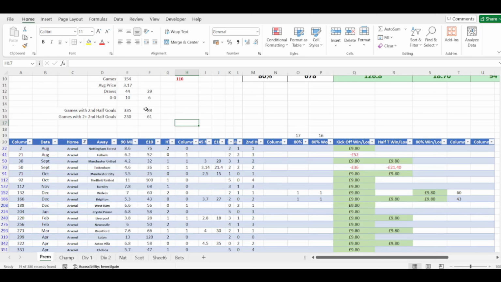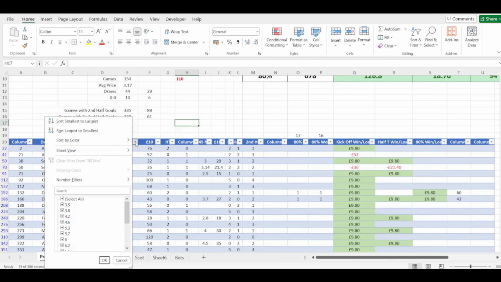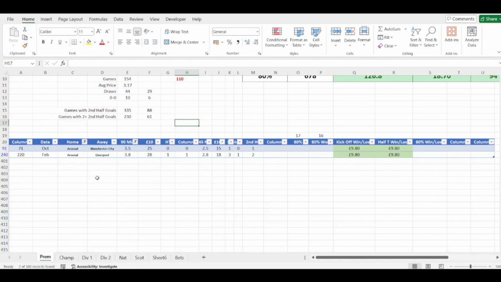Also, what we can look at, which I think is more valuable, is actual price. So I can exclude certain prices. So let's work this way all the way down. All the way down to, say, 4, let's leave it at 8. So that's the Arsenal for those prices.